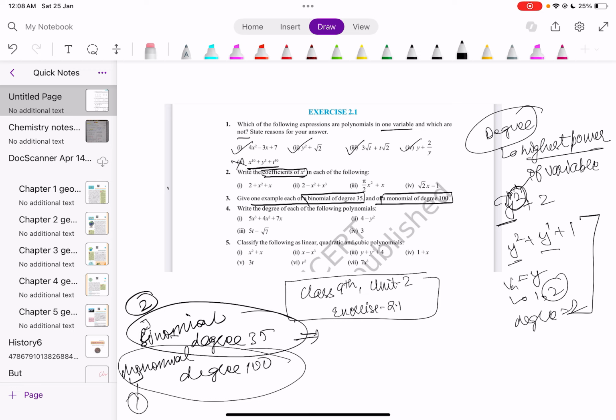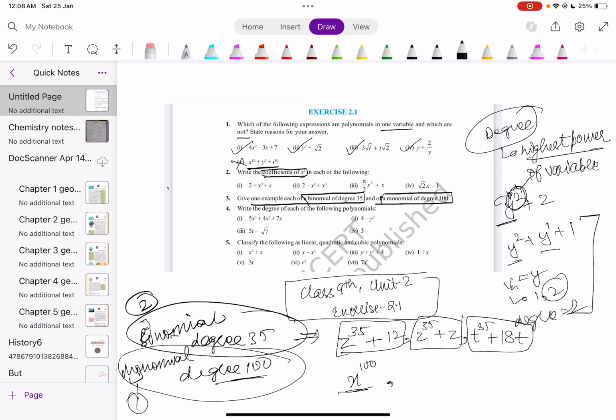Take any variable of your random choice, say z. Degree 35 means z to the power 35. Two terms means plus, you can write anything of your choice: plus 12, or you can say z to the power 35 plus z, or t to the power 35 plus 18t, anything that you wish to write. These all are binomials with degree 35. Next we have degree 100, monomial. Monomial means only one term: x to the power 100, b to the power 100, t to the power 100, anything of your choice. Alright.